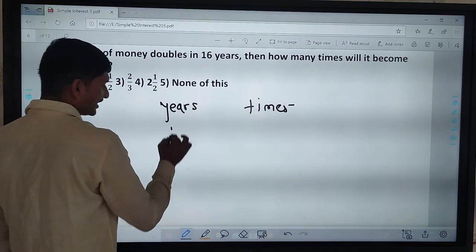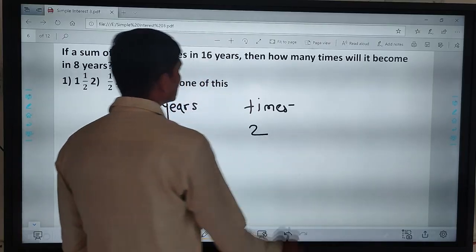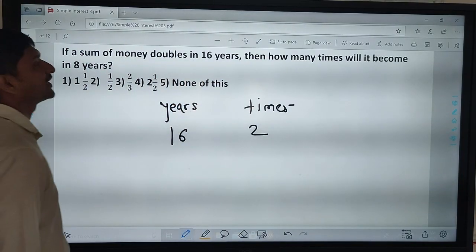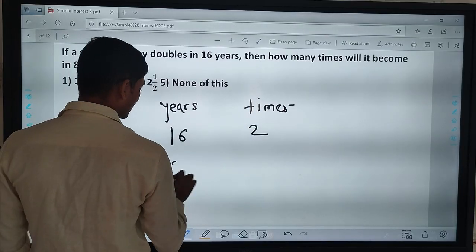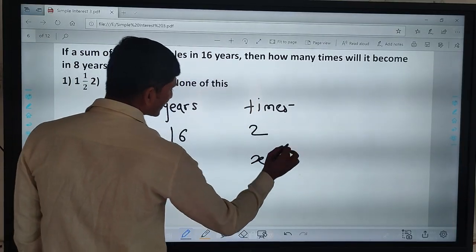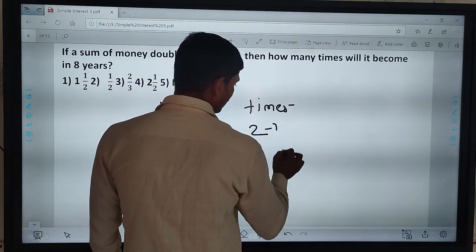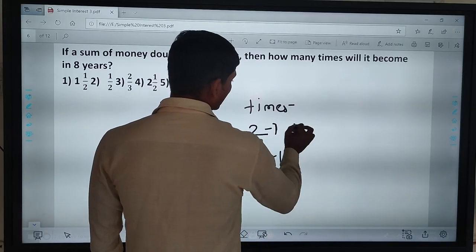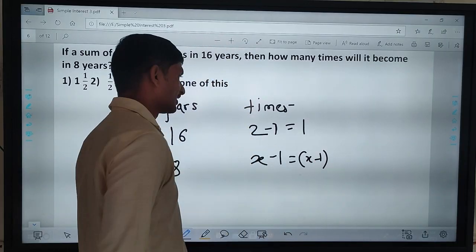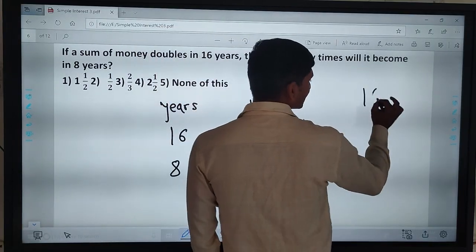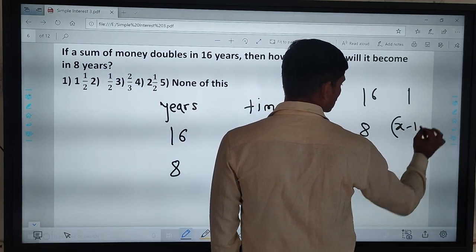Now here in 16 years it becomes double. Then how many times will it become in 8 years? In 8 years it becomes x times. We compulsorily subtract 1 from times. Now here 1, here x minus 1. Now here we write 16, 8, 1 and x minus 1.